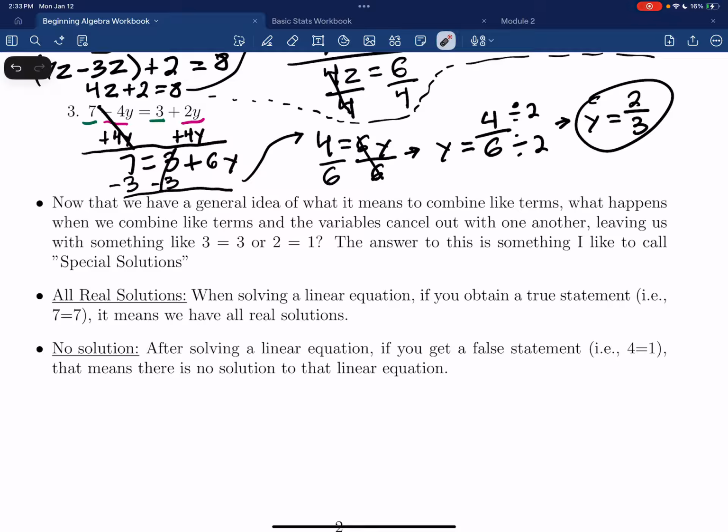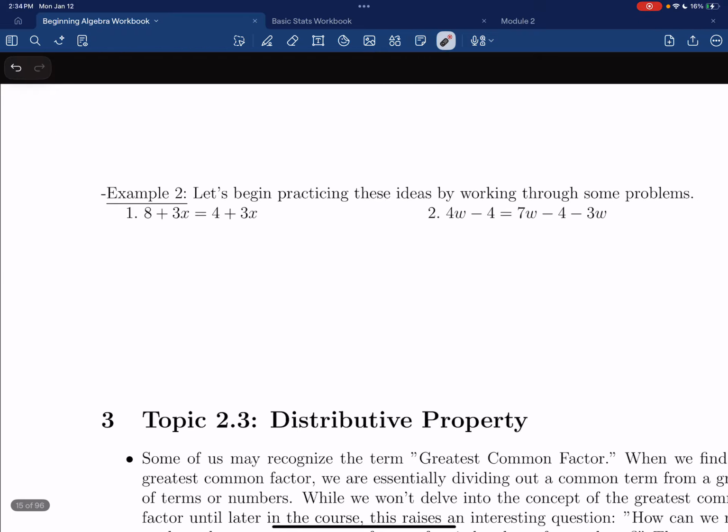special solutions. So when you're solving a linear equation and you obtain a true statement, like 7 equals 7, that means that we have all real solutions. Now, on the other hand, if you're solving a linear equation and the variables cancel out with one another and you get a false statement, like 4 equals 1, that means that there is no solution to that linear equation. So let's go through a couple examples to see what this looks like in action.